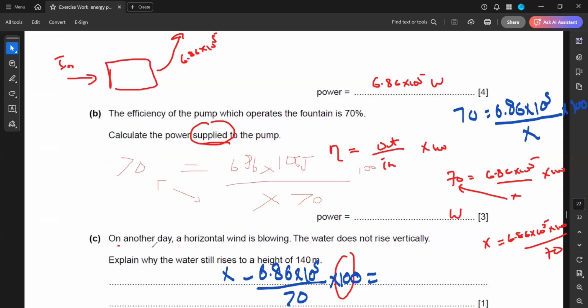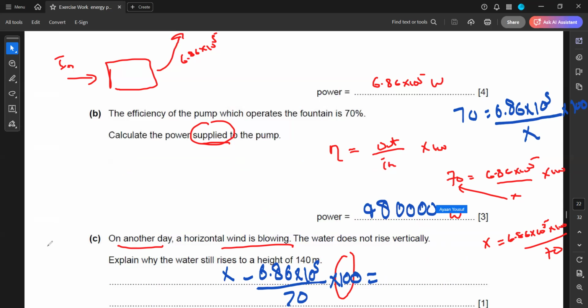And the last one, on another day, the horizontal wind is blowing. Water does not rise vertically. Why does the water still rise to the same height? Because the input power is not changing.